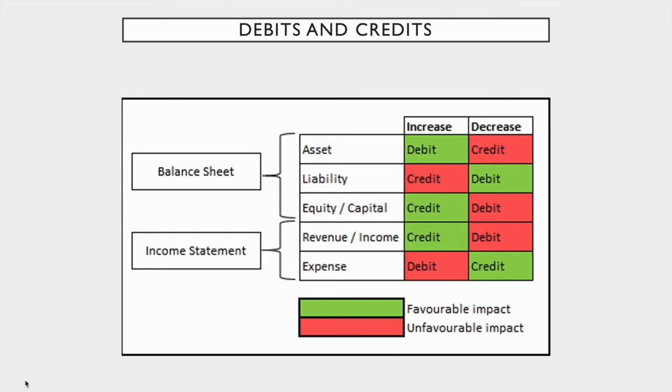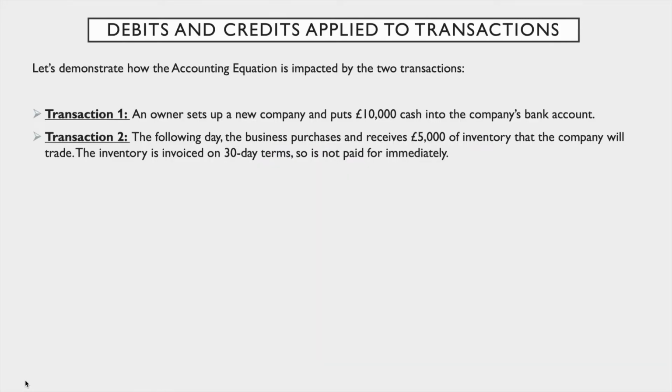So we're going to apply a few transactions to really lay down the foundations here. As I said, these two transactions, you'll have seen in one of the previous sessions, when we introduced the accounting equation. We're now going to apply debits and credits to these transactions to demonstrate how debits and credits impact different economic events. So you recall in transaction 1, an owner set up a new company and put £10,000 of his own cash into the company's bank account. And in the second transaction, the business purchased £5,000 of inventory, and the inventory is invoiced on credit terms, so there isn't a cash impact immediately.